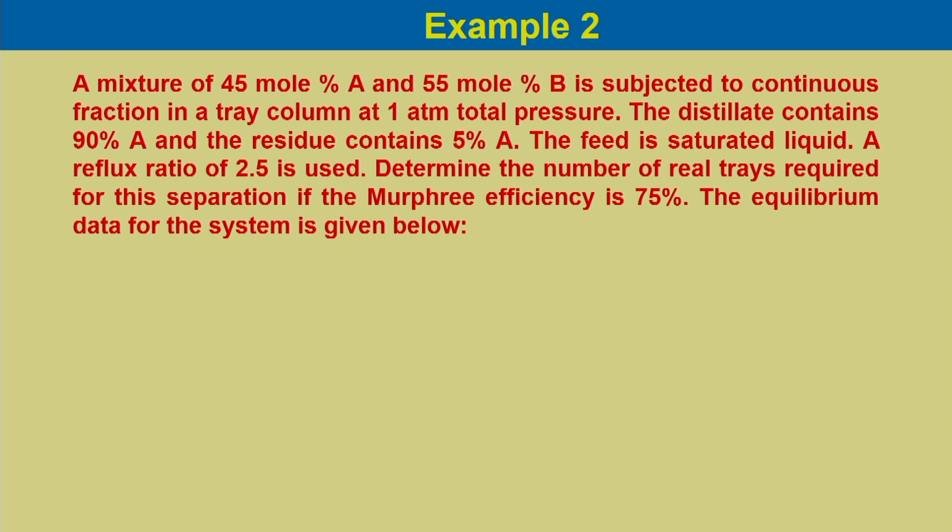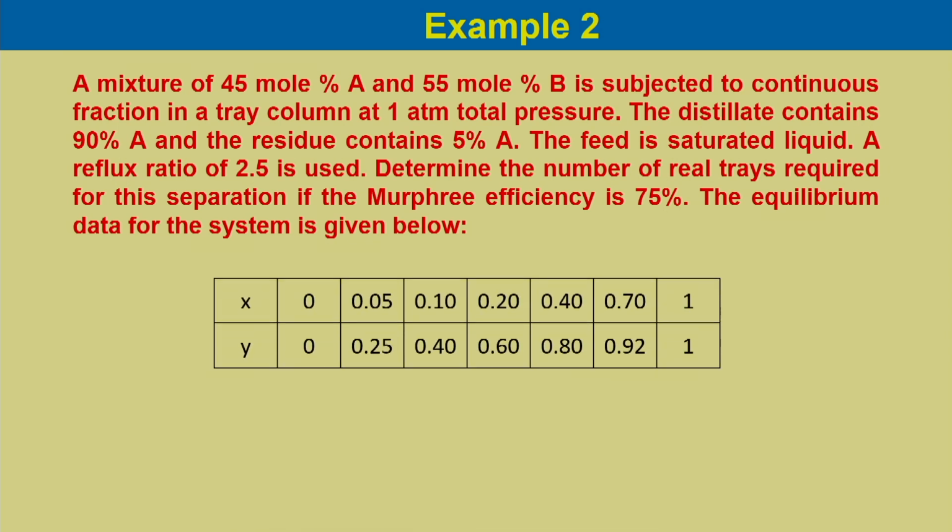The distillate contains 90% A and the residue contains 5% A. The feed is saturated liquid. A reflux ratio of 2.5 is used. Determine the number of real trays required for this separation, if the Murphy efficiency is 75%. The equilibrium data for the system is given over here.